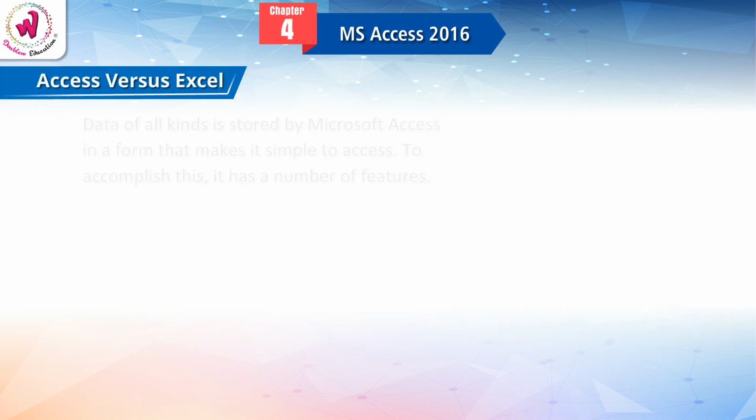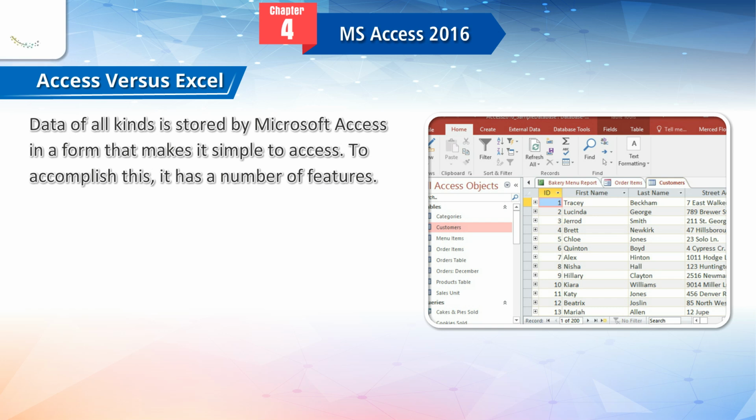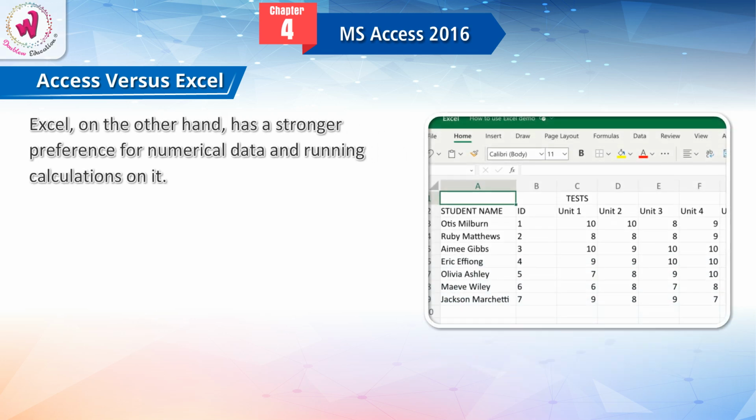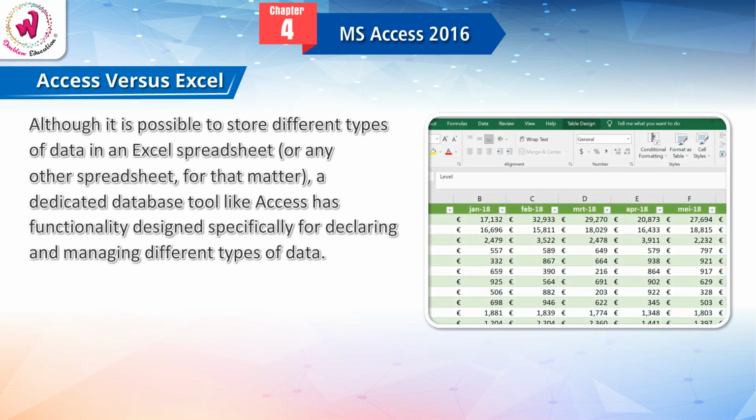Access versus Excel. Data of all kinds is stored by Microsoft Access in a form that makes it simple to access. To accomplish this, it has a number of features. Excel, on the other hand, has a stronger preference for numerical data and running calculations on it. Although it is possible to store different types of data in an Excel spreadsheet or any other spreadsheet for that matter, a dedicated database tool like Access has functionality designed specifically for declaring and managing different types of data.